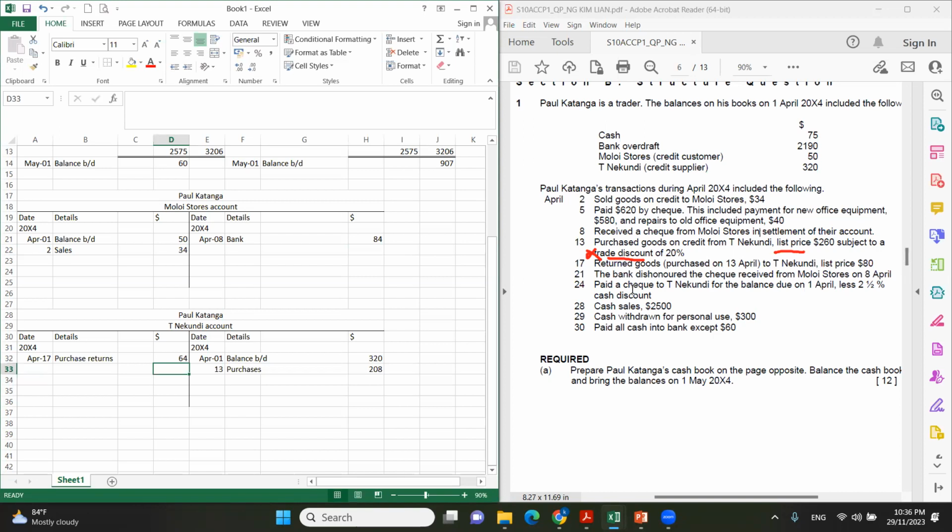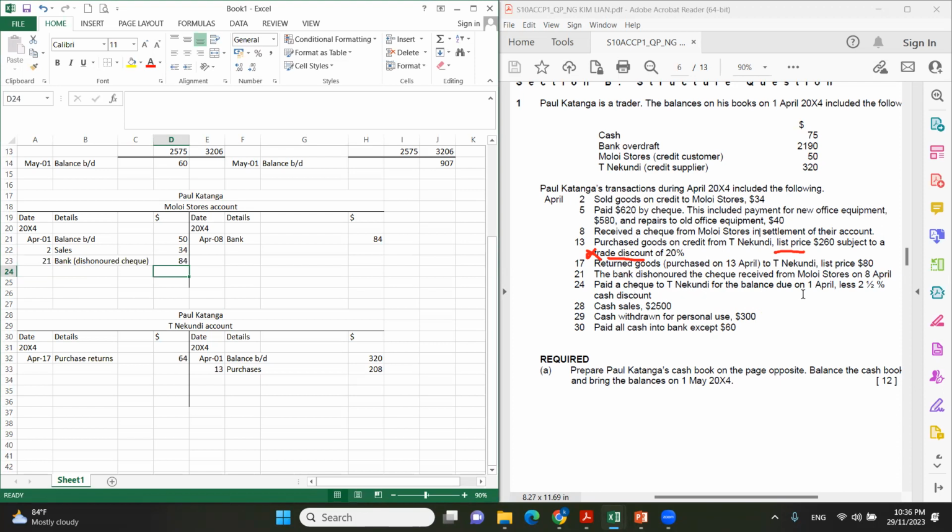So next is that the bank dishonored the check received from Molloy. When this check was dishonored, the bank we received it from rejected it, so now it cannot be used. We have to give it back to Molloy. So on the 21st, we will put bank, and then we will put this as a check, the amount that cannot be cleared. So 84.